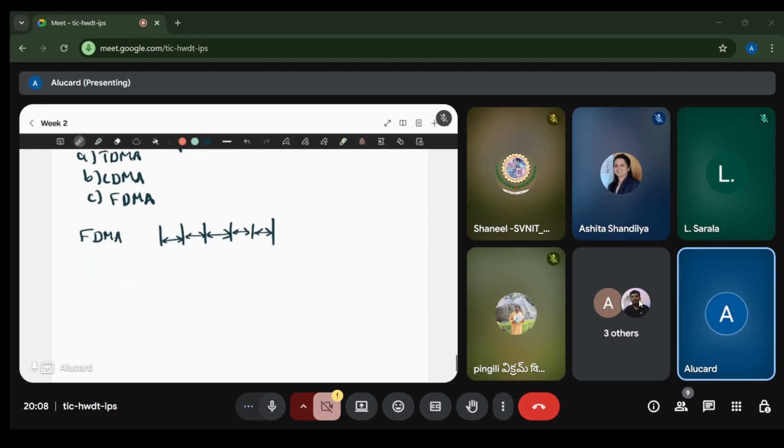That is very straightforward. TDMA is your bandwidth.